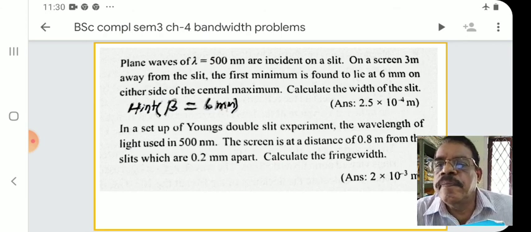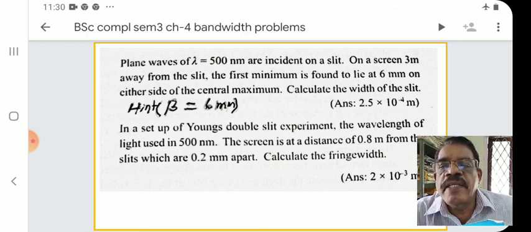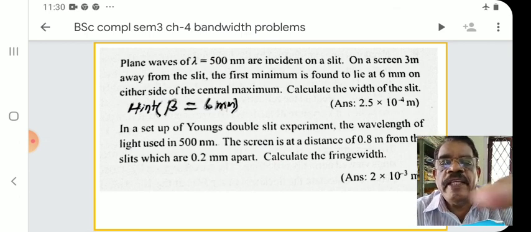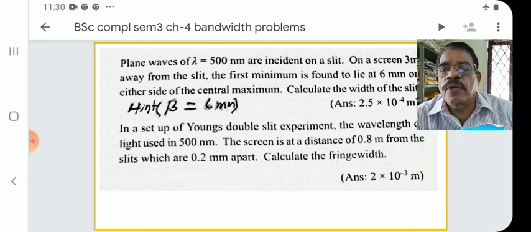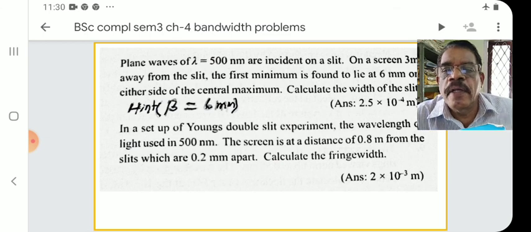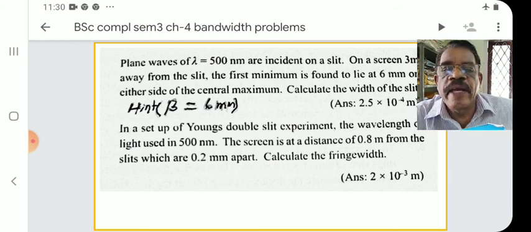Next problem. Number 2. In a setup of Young's double slit experiment, the wavelength of light used is 500 nanometer. The screen is at a distance of 0.8 meter from the slits, which are 0.2 millimeter apart. Calculate the fringe width. Direct question.